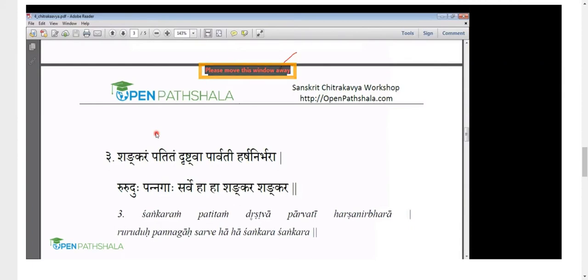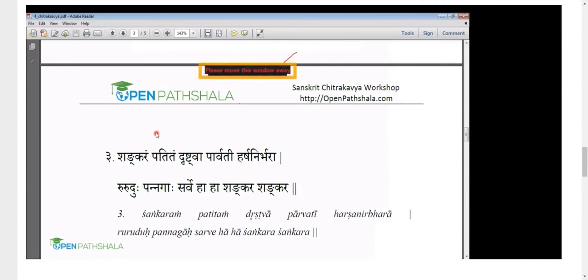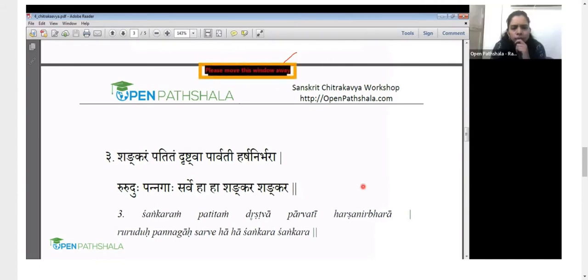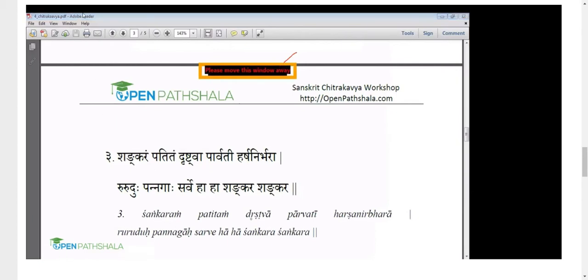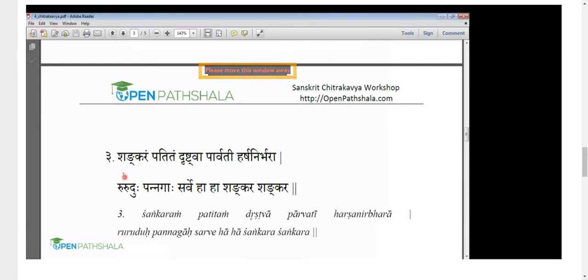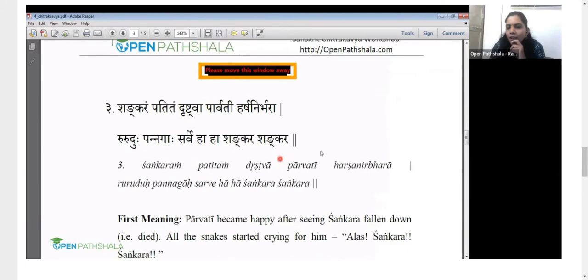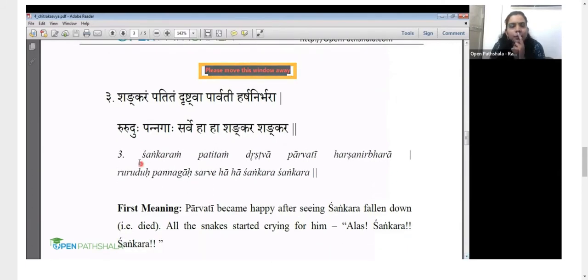But can we divide it into words like sham and karam? Try. Sham plus karam for Shankaram. But then what is sham and what is karam? Karam would be hand. Okay, and sham, that is the difficult one. You have to help us. No, here dividing the words doesn't help. You have to know the pun involved. Okay. This is the literal meaning. I have written the literal meaning here.